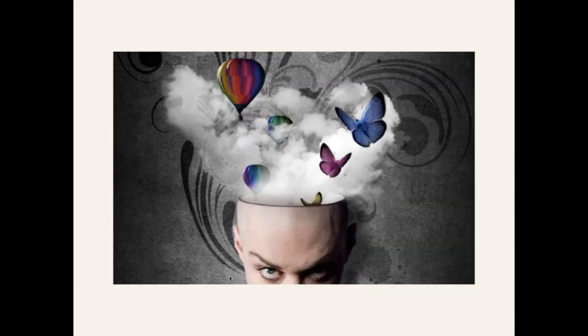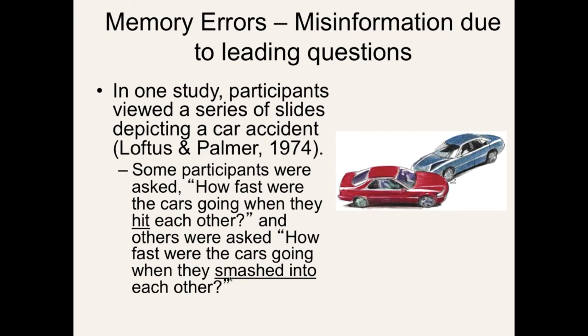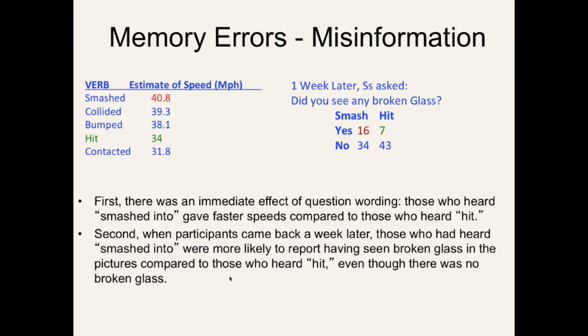We're now going to take a look at some very common types of memory errors. Then we'll learn about how to help keep our memories of events as accurate as possible. In one study, participants viewed a series of slides depicting a car accident. Some participants were asked how fast the cars were going when they hit each other, and others were asked how fast the cars were going when they smashed into each other. The results are shown at the top.